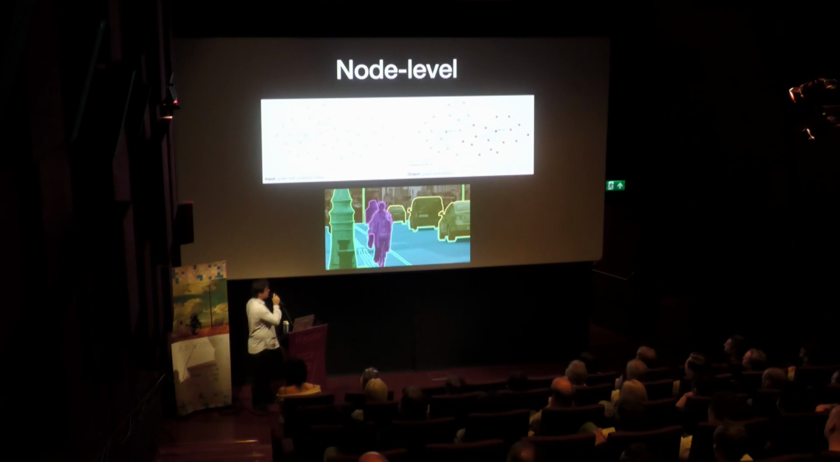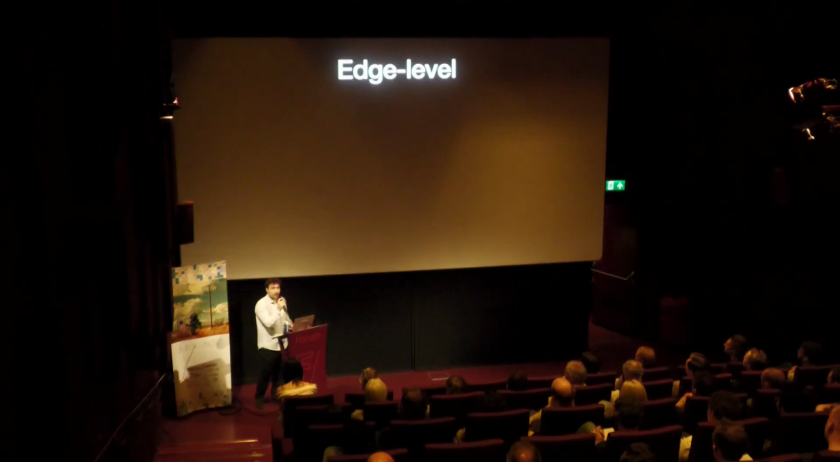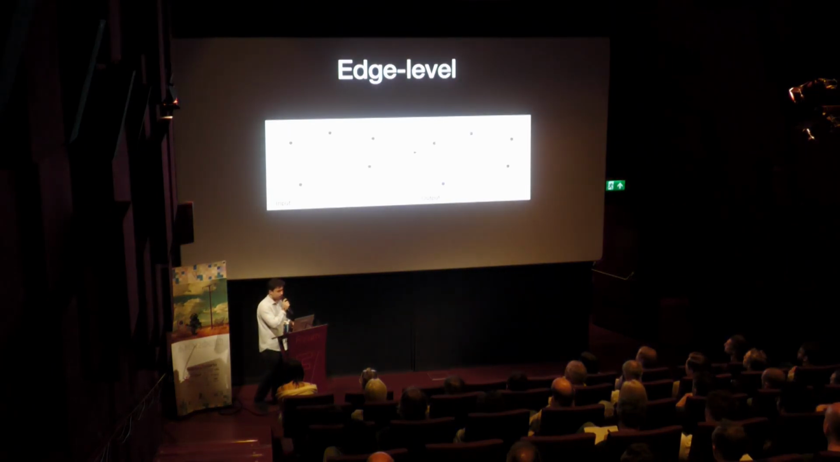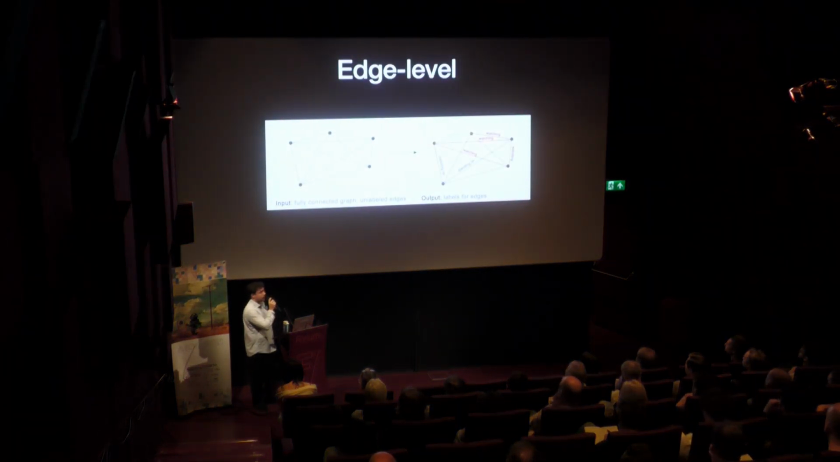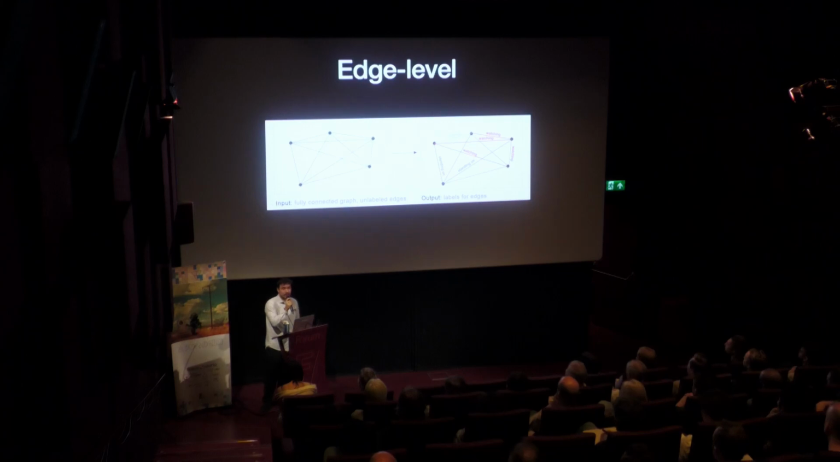So we can also relate this to image segmentation, where each pixel is defined by itself, just as in a node level. And next to that, we also have edge level predictions that we can do. So we can have a fully connected graph of unlabeled edges, and then classify the labels by itself.